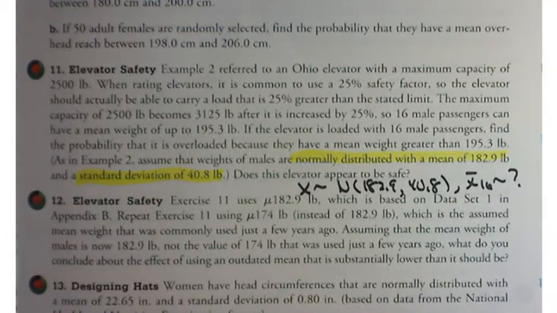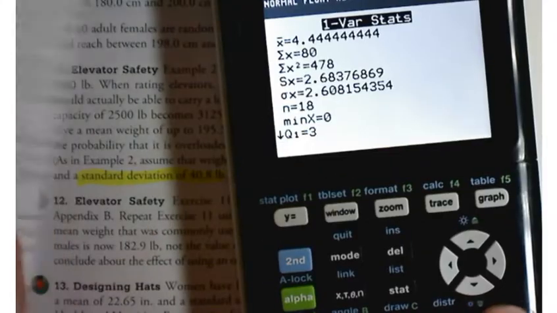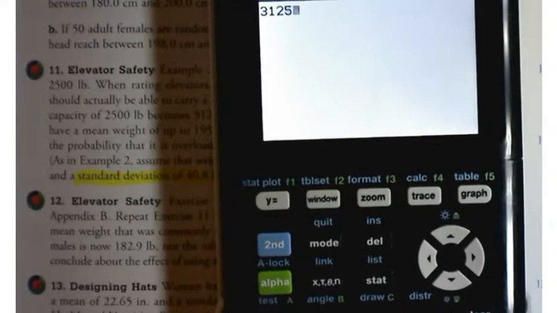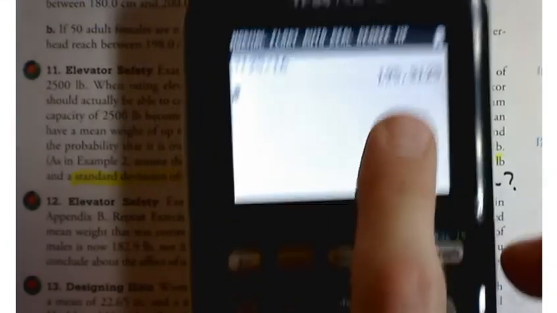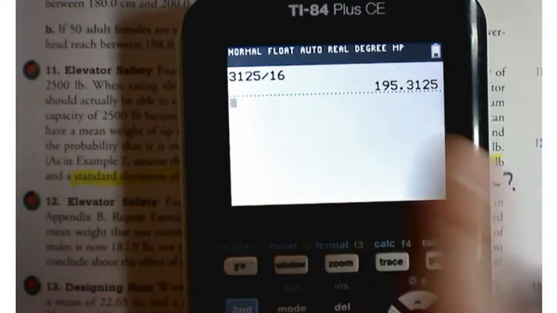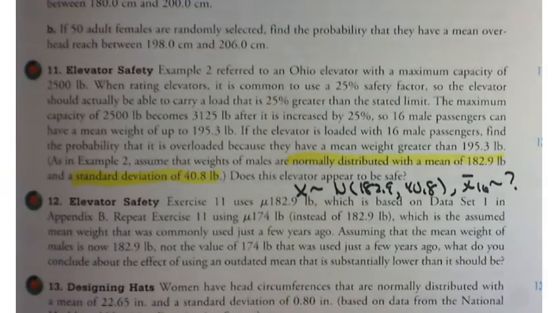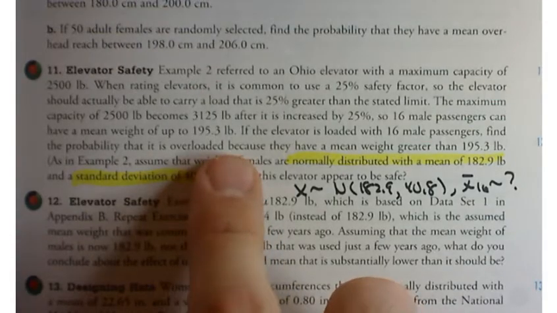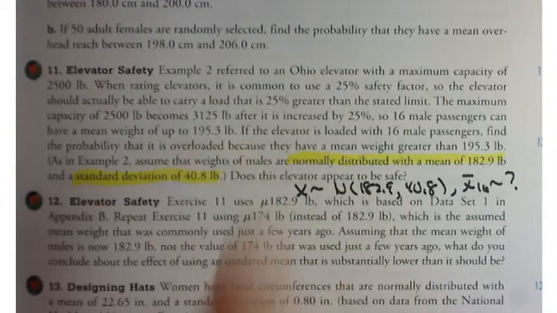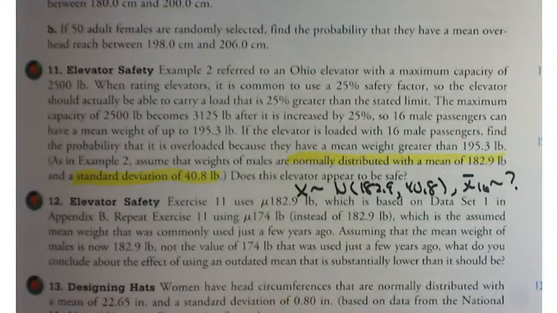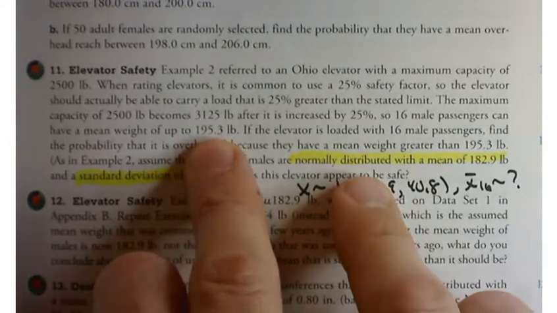If you're limiting yourself to 16 male passengers, then what could the average male passenger's weight be? Well, let's see. 3,125 divided by 16 gives you about 195.3, and that's where this thing's going to break. So they asked, what's the probability that 16 male passengers have an average weight high enough that it would break here?